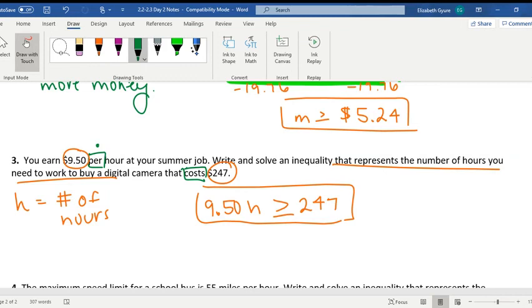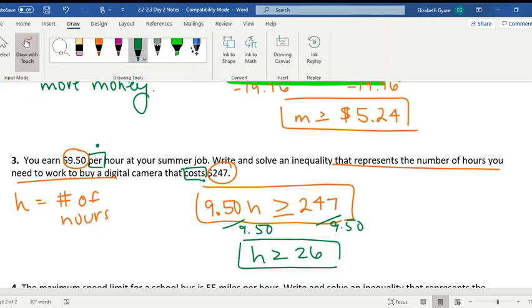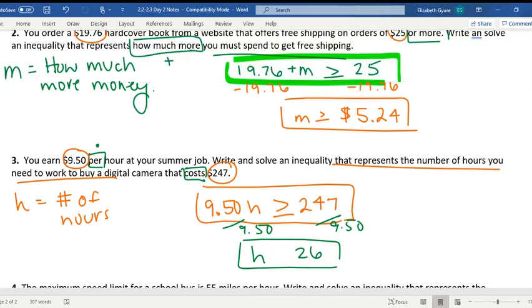For this one, what would I do to get rid of my multiplying by $9.50? Divide. Good. So we're going to divide both sides by $9.50. I don't expect you guys to be able to do this one in your head, and I haven't sanitized my calculators yet, so I'm just going to tell you, if you take 247 and you divide it by $9.50, you're going to get 26. So H needs to be greater than or equal to 26. And that's hours.